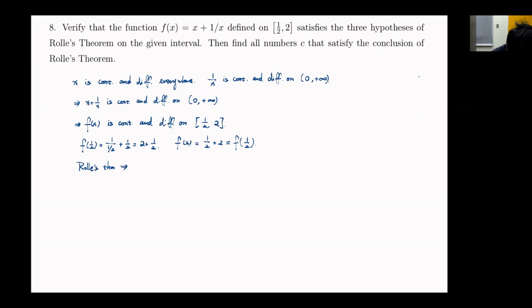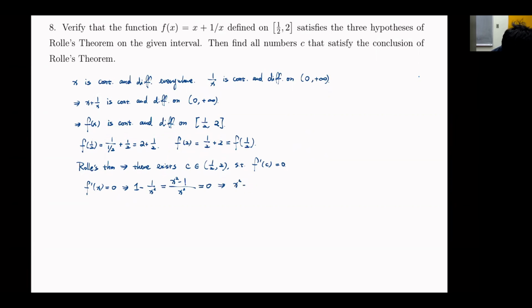And it will imply that there exists a c sitting strictly between 1/2 and 2, such that f prime of c equals 0. And now let's try to find this c. Again, all we need to do is to solve the equation f prime of x equals 0. But f prime of x is simply 1 minus 1 over x squared. And then let's actually write it as x squared in the denominator, and then x squared minus 1 on top. So this guy equals 0.